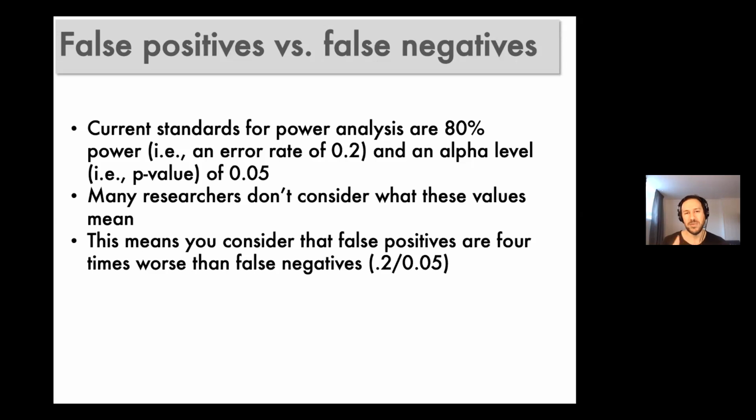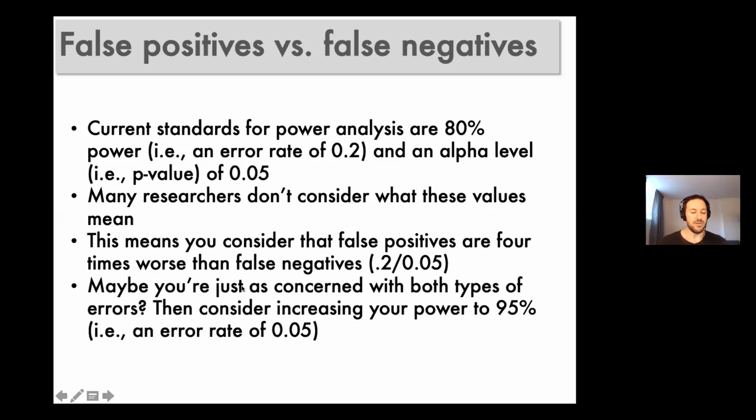If we're going to be taking these typical values of 80% power and 0.05, this really means that you consider false positives to be 4 times worse than false negatives. Maybe when you think about it in the context of your study, you think this is a good thing and this is reasonable. If so, this is great. This actually means that you've considered the standard ways of doing these kinds of things, and you're happy with that. But maybe you're just as concerned with both types of errors. If that is the case, then perhaps you can consider increasing your power to 0.95 if you're concerned about that kind of error.